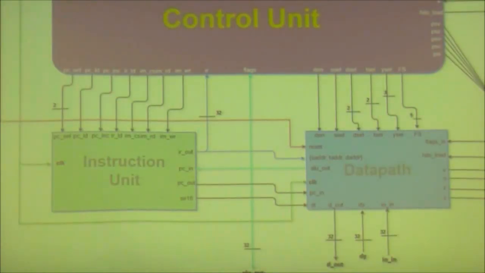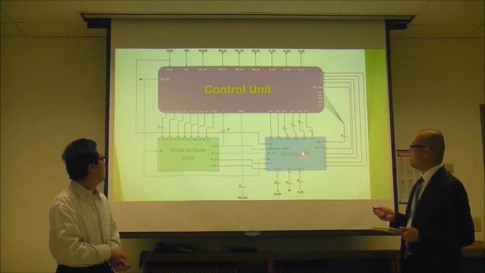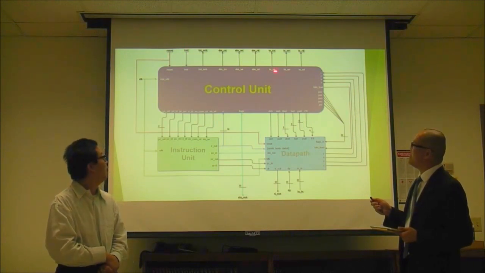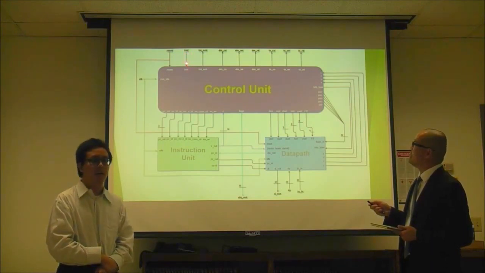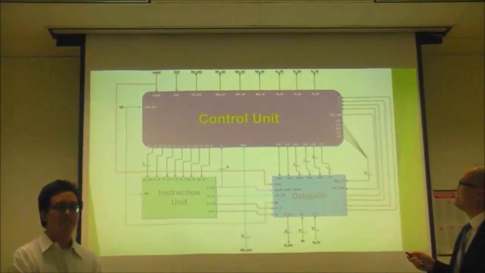Now let's look at the CPU. Similar to the top level, it has 3 important blocks. You got the control unit, the instruction unit, and the data path. As for the signals, I'm going to talk from left to right. At the top, you got the interrupt coming in from the I/O, and then once it gets a request, it's going to send back the interrupt acknowledgement to the I/O.